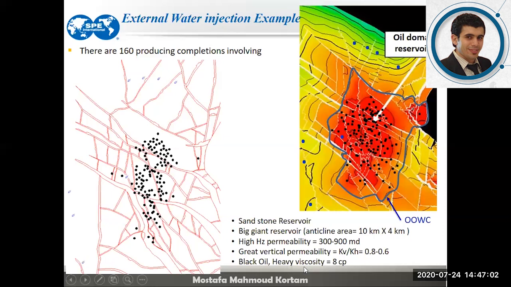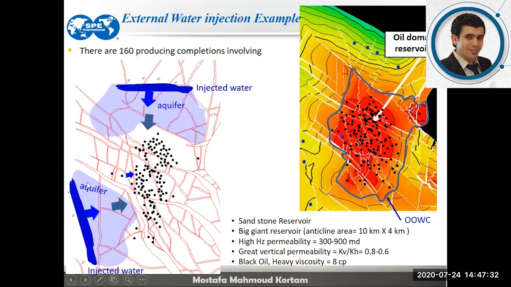It has black oil with a heavy viscosity at around 8 centipoise. So it is an unfavorable mobility. The internal injection would be a problem, but the external injection would be a benefit, because this kind of unfavorable mobility ratio can lead to great fingering and a problem of coning and so on. So the injector wells are placed here, and the injected water is driving the aquifer, and the aquifer in turn is responsible for producing the oil and arresting the decline in the reservoir pressure.